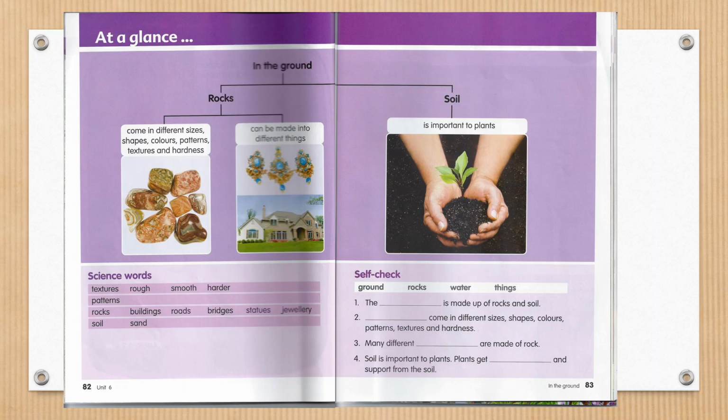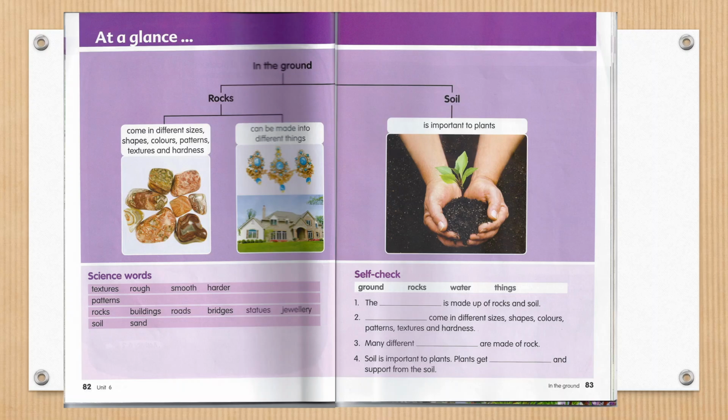Let's check the science words. Here we have textures, patterns, rocks, soil, rough, buildings, sand, smooth, roads, harder, bridges, statues, jewelry.